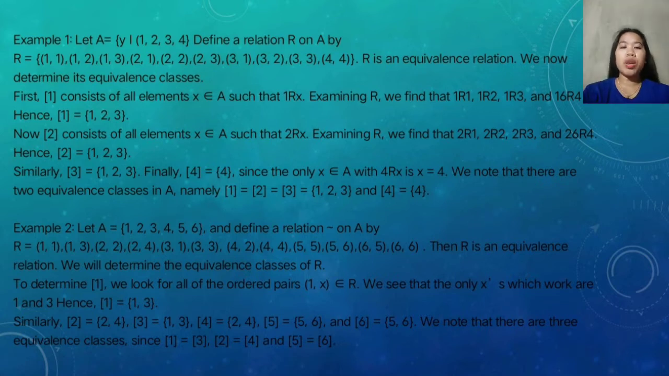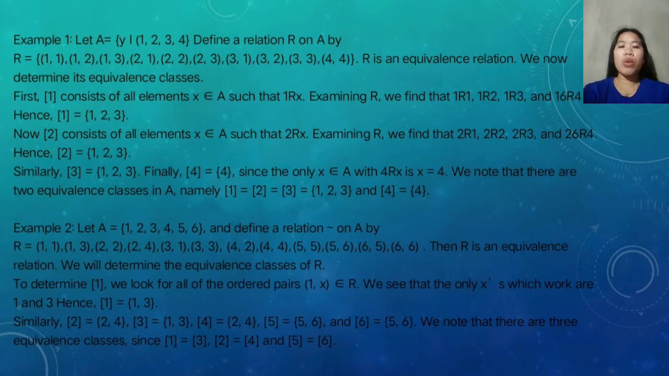Example number 2. Let set A be equal to {1, 2, 3, 4, 5, 6}, and define a relation ~ on set A by R = {(1,1), (1,3), (2,2), (2,4), (3,1), (3,3), (4,2), (4,4), (5,5), (5,6), (6,5), (6,6)}. Then, R is an equivalence relation. We will determine the equivalence classes of R.